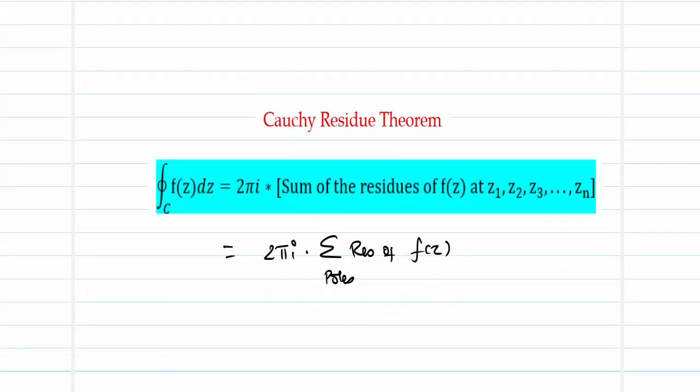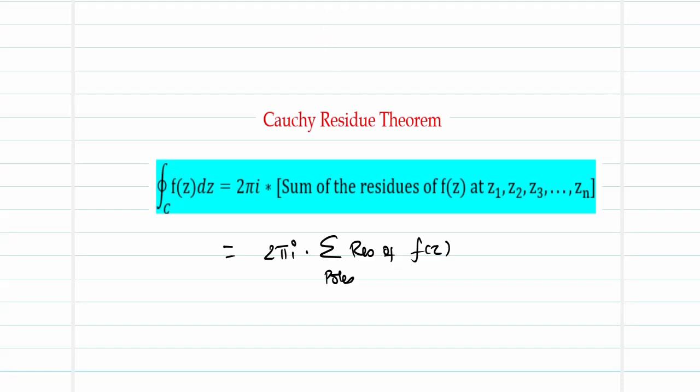We'll have a quick recap on the Cauchy residue theorem, which states that the integral over the closed curve C of f(z) dz is 2 pi i times the summation of the residues of the function at the poles z1, z2 up to zn. So add up the residues at the poles and then multiply by 2 pi i. This is what the Cauchy residue theorem states.